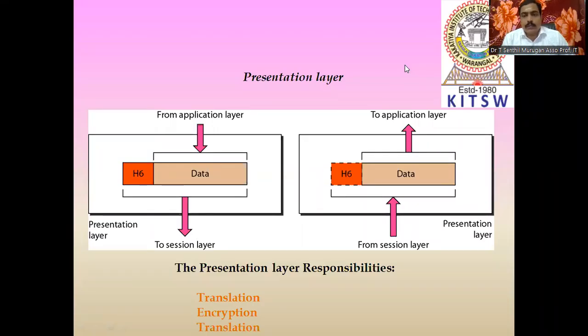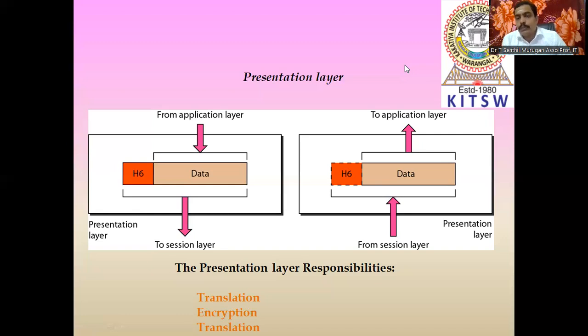The next layer is the presentation layer: how data will be presented while transmitting. The first one is translation. What is translation? Running processes in two systems usually exchange information in the form of character strings, or numbers, whatever it may be. But the information must be changed to bit streams. Whatever we have typed will be converted to bit streams, and then only it will be forwarded. While transmitting the bit streams, what do we have to check? So there are two computers.